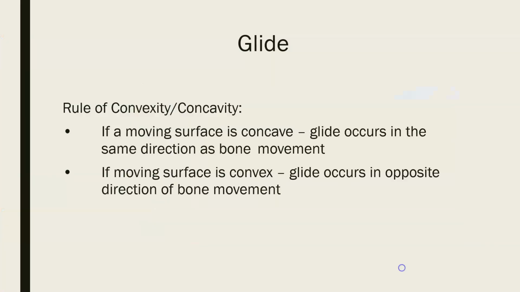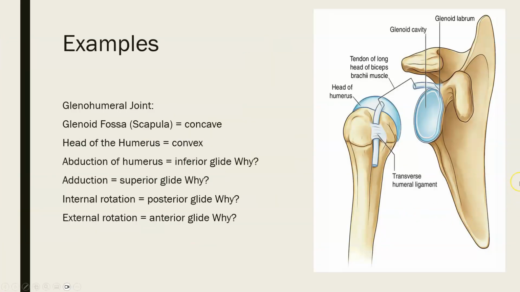I hope that video helped to some degree. Examples here, as I said, the glenohumeral joint. We look at the concave glenoid fossa of the scapula, and the head of the humerus is convex. Abduction of the humerus, so moving the humerus away, is inferior glide.